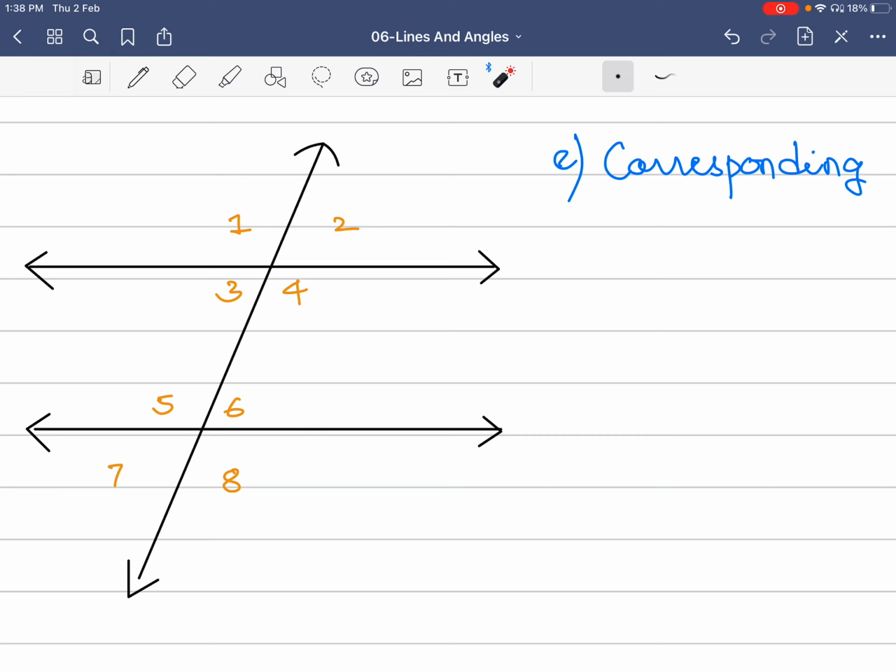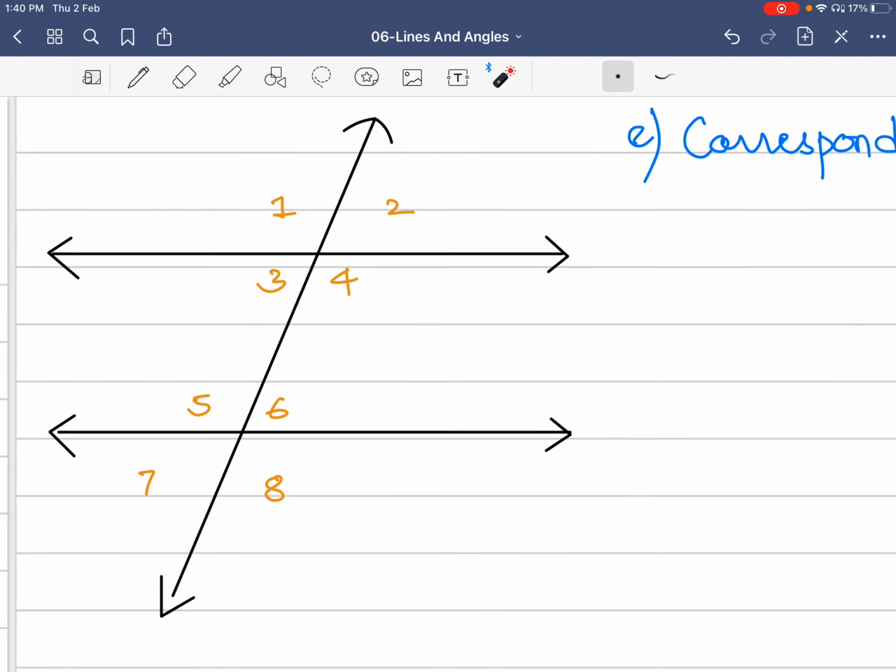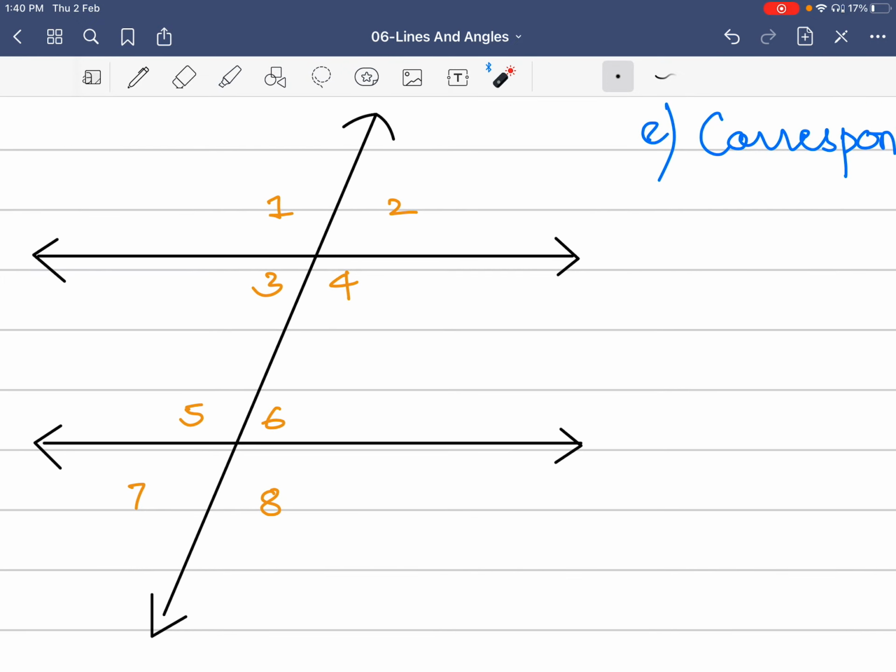Now, what are corresponding angles? For corresponding angles, we have to focus on this intersection as well as this intersection. Look at these two intersections that the transversal makes with the two parallel lines. Now let us say you're standing at this intersection here, and there is one more person standing at this intersection. If you ask these two people to look to their left, what are they going to see?